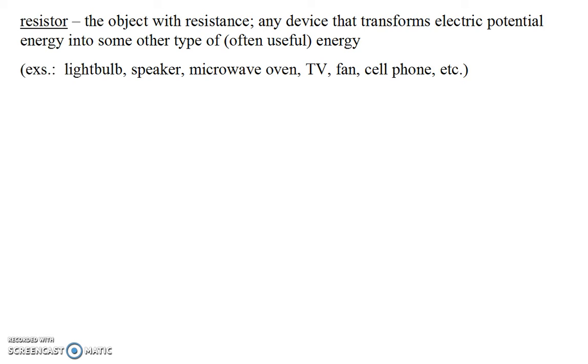But all these objects here, a light bulb, a speaker, a microwave oven, a television, a fan, a cell phone, those are all resistors. Notice all of them use electricity. Electricity, right? That's the flow of charge. It comes from a source of voltage. That means that there must be some electric potential energy. So basically, these are all objects that either you plug into a wall or use a battery for, because you're using electric potential energy and transforming it into something else.